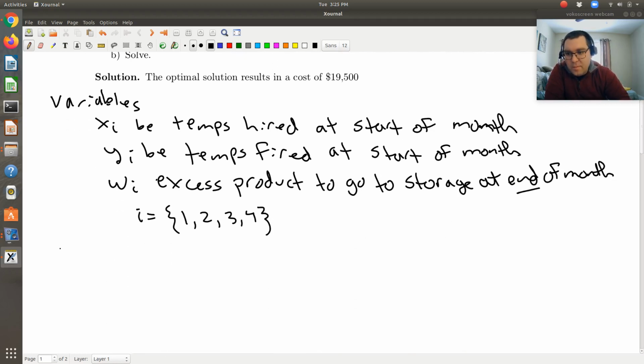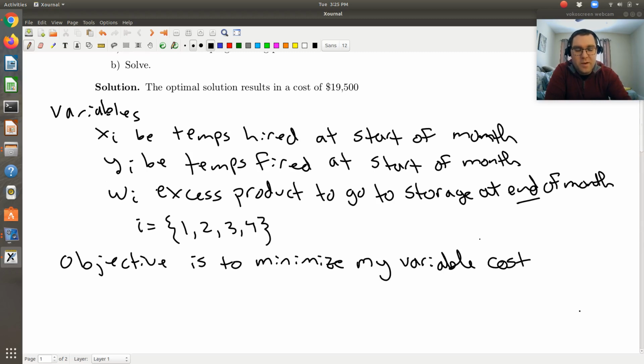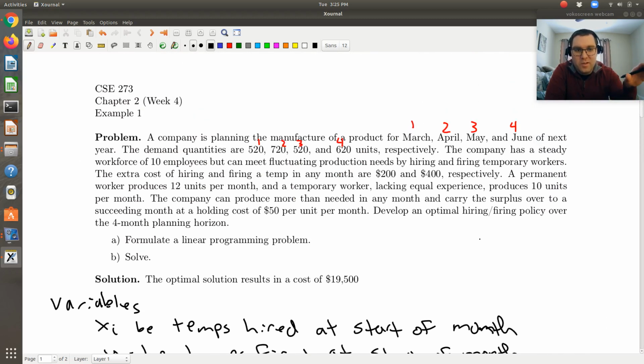So my objective is to minimize my variable cost. What I mean by that is we have a fixed cost, which is the number of permanent employees. So I have a fixed cost, which is the number of permanent employees. And so our variable cost, as laid out in the problem, is going to be our hiring and firing of temporary employees to meet demand, and then also the storage cost.